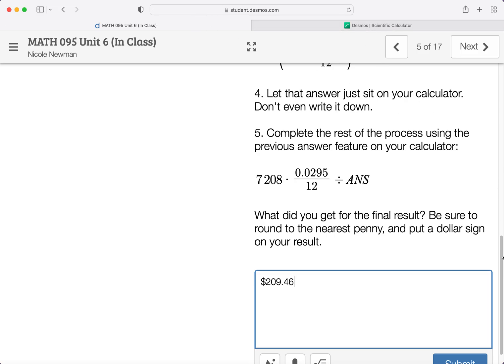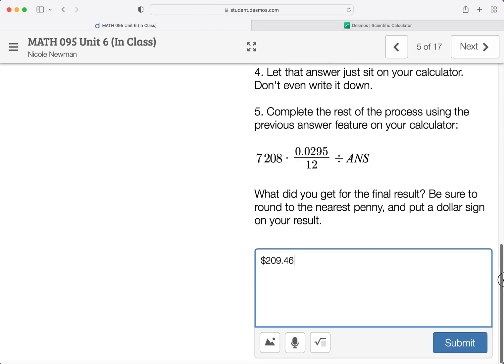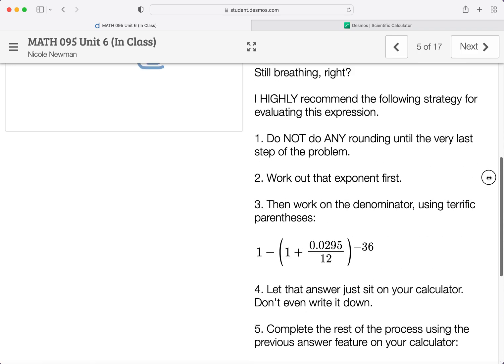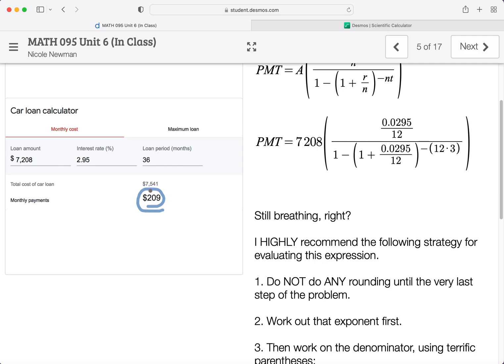All right, so that's screen 5. I think that's all we needed to do there, and it was a lot, but we came up with the monthly payment of $209.46, and it's pretty darn close to the online loan payment calculator's number.